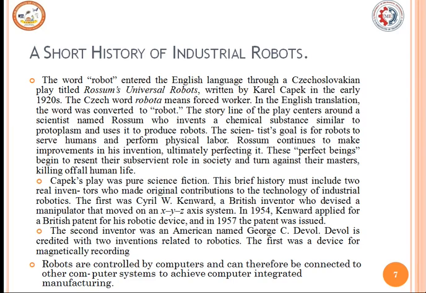The brief history includes two real inventors who made original contributions to the technology of industrial robotics. Cyril Walter Kenward, a British inventor, devised a manipulator that moved in an XYZ axis system. Kenward applied for a British patent for his robotic device and the patent was issued. The second inventor was an American named George C. Devol, credited with two inventions related to robotics. The first was a device for magnetically recording. Robots were controlled by computers and therefore connected to a computer system to achieve computer integrated manufacturing.